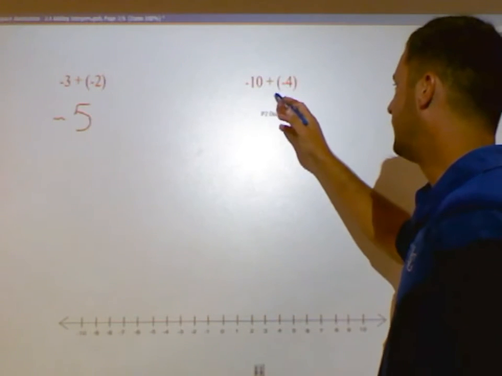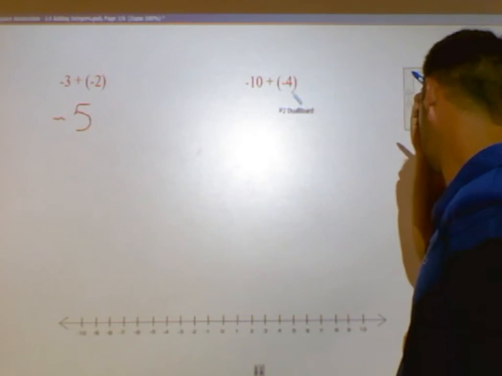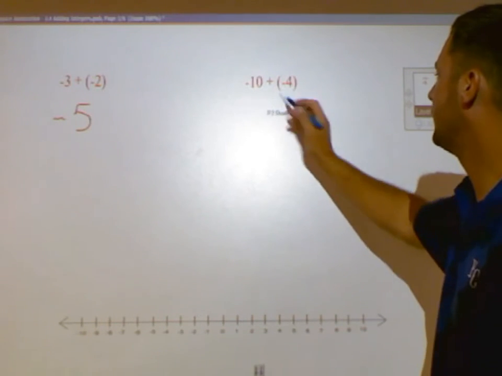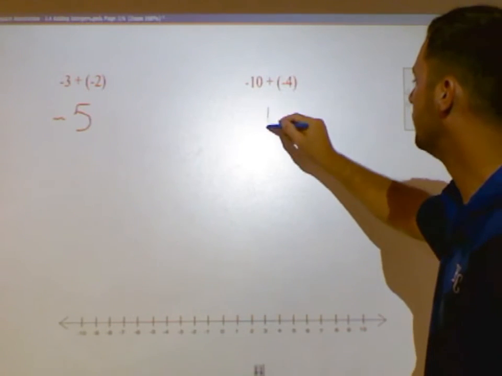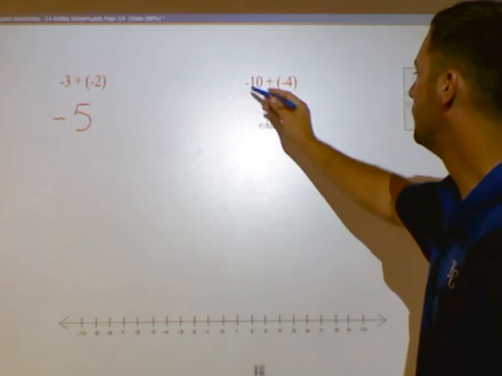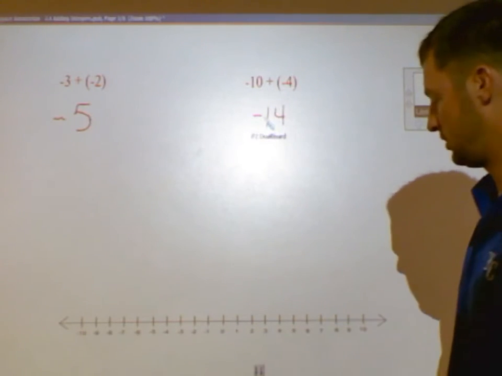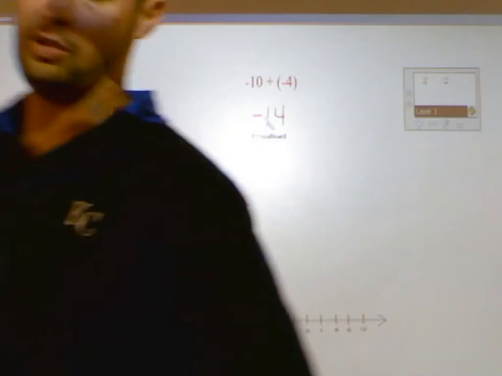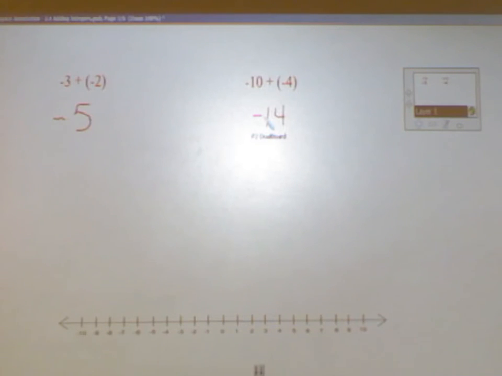Here I have negative 10 plus negative 4. Again, same situation, two negatives. I'm just going to add them together. 10 and 4 is 14. Both are negative, so it's negative 14. So I'm using the properties in order to make decisions on how I'm going to add or subtract.